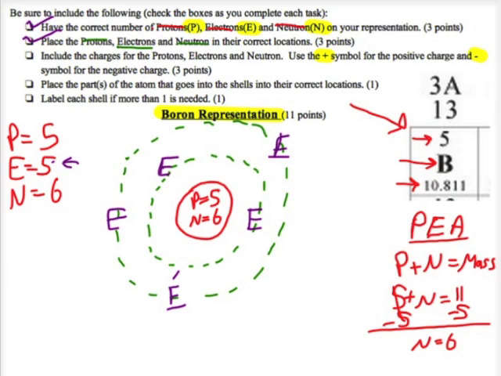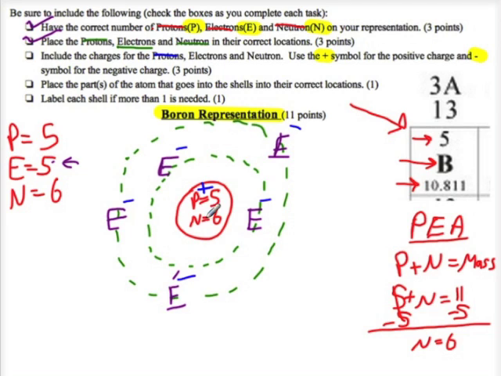Include the charges. Okay, let me change colors again. Protons, if you think pro, if you're pro something, you're for it. So I'm just going to put a plus sign right here. So that tells me that the protons, okay, I'm done with the protons. I'm going to cross that off. Neutrons have no charge, so I can leave it blank. And the electrons have a negative charge. So I'm just going to go ahead and put, this way I know the teacher's going to see it, negative signs here.